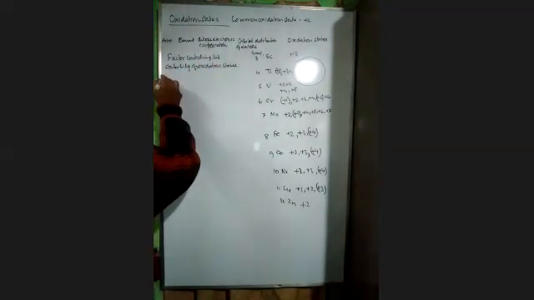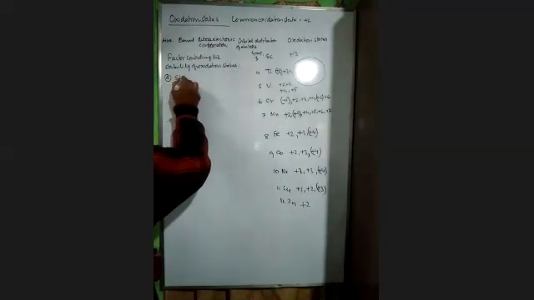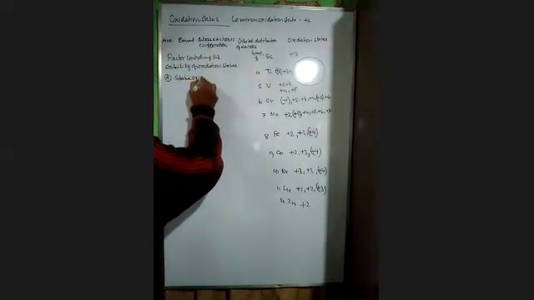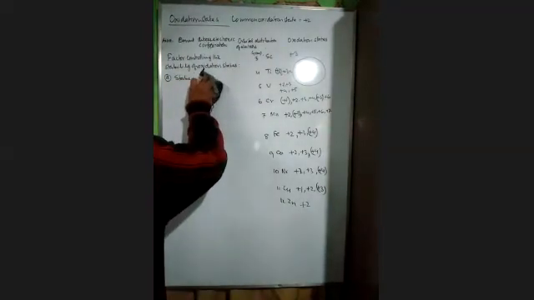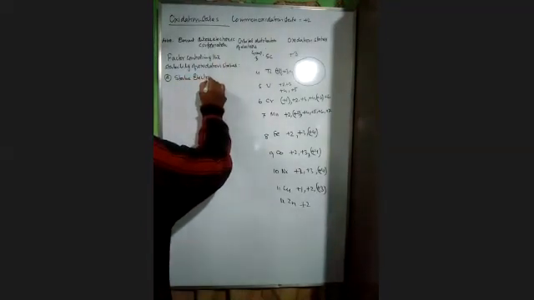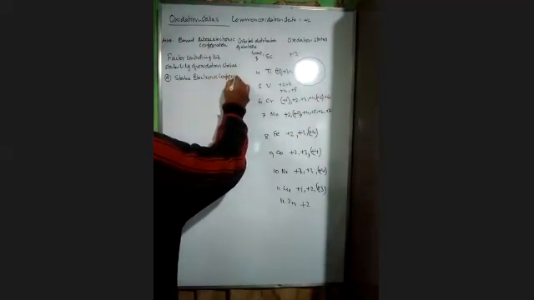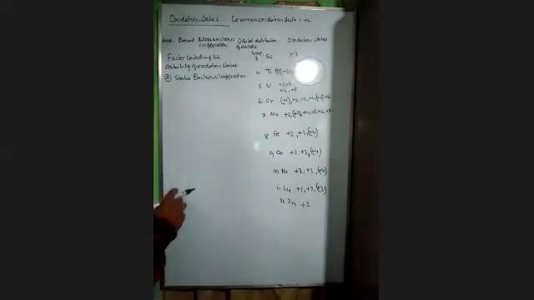Okay, so I'm going to now mention here A. Stable oxidation, sorry, stable electronic configuration. See, first you hear, then you write. What is the meaning of stable electron configuration?